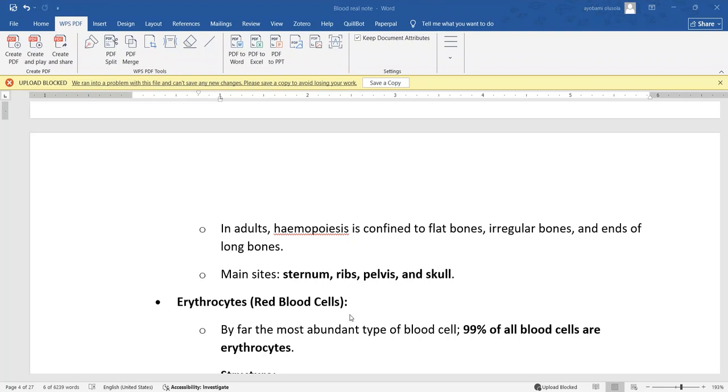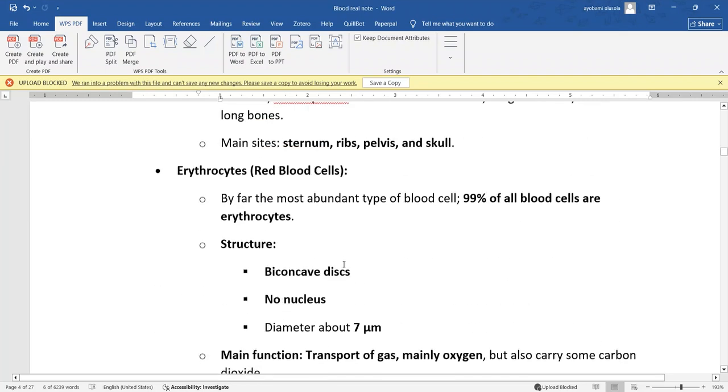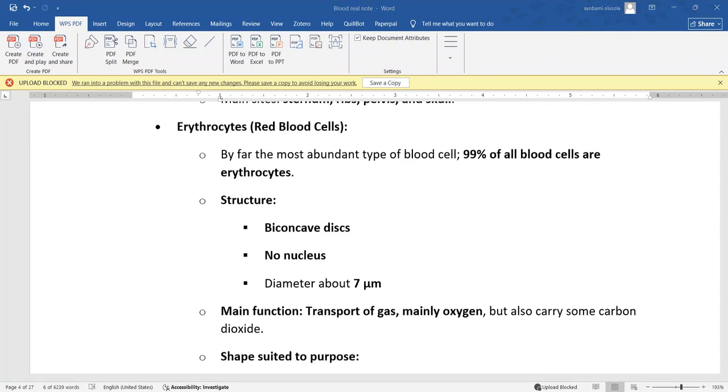Now let's take red blood cell. What's another name for red blood cell? Erythrocytes. Excellent. So another name for red blood cell is erythrocytes. Let's pray that if you see this one in exam now, you will not forget. So, the most abundant type of blood cells are the erythrocytes, and 99% of all blood cells are erythrocytes.